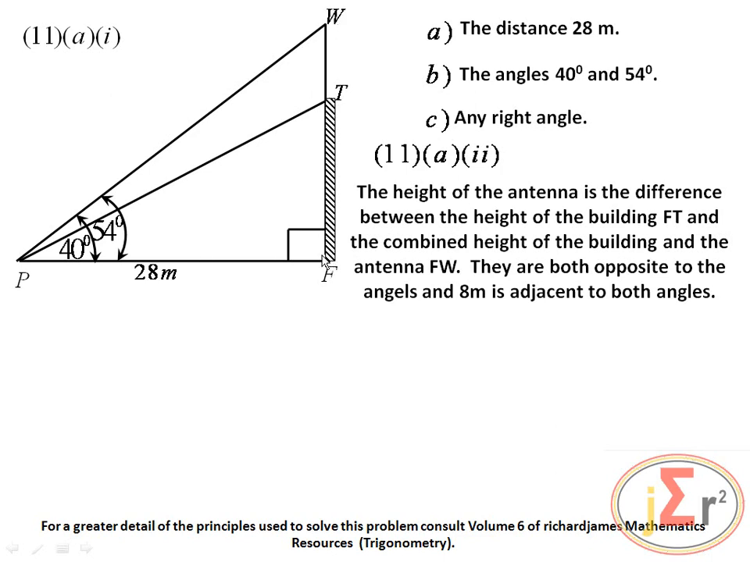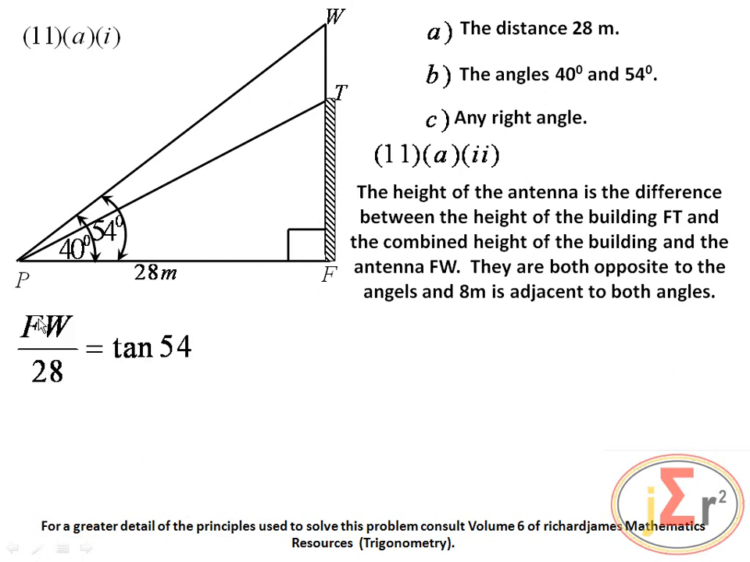Then we will subtract the height of the tower from the total height of the tower and the antenna together. So when we do that, we will find the height TW. And notice, of course, that we have this adjacent distance 28 meters, and in both right angle triangles, the heights that we are interested in are opposite to the angles. So we have opposite and adjacent, so we are talking about tan.